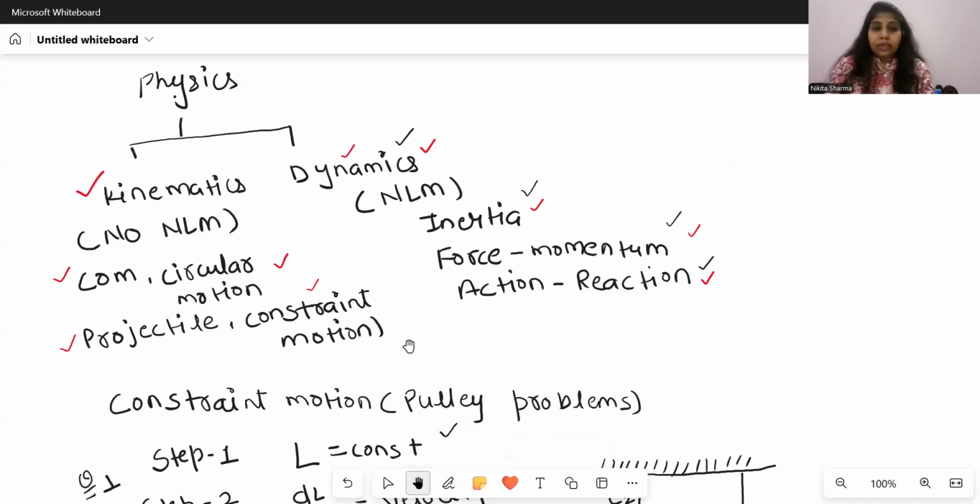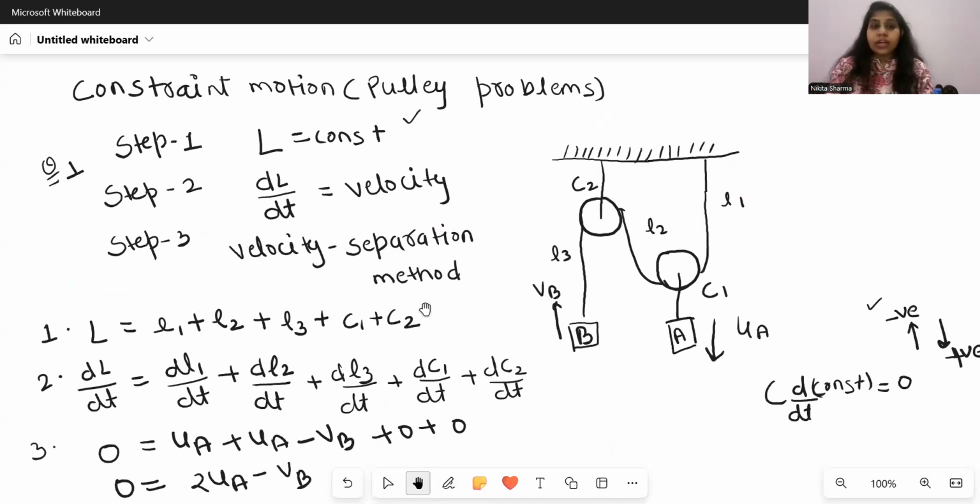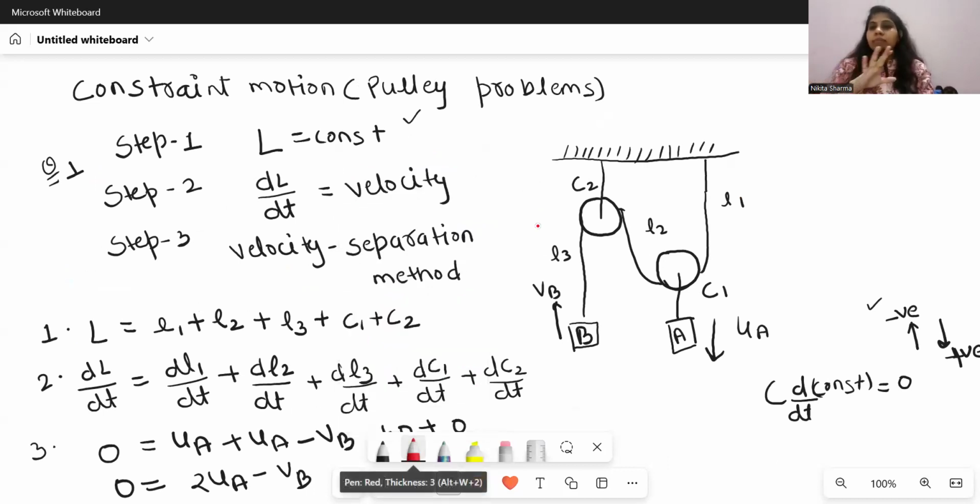Today, we will be learning about constraint motion. In constraint motion, we have already learned that we are not using Newton's laws of motion that come in the kinematics section of physics. Today we will be solving a few problems based on the pulley.